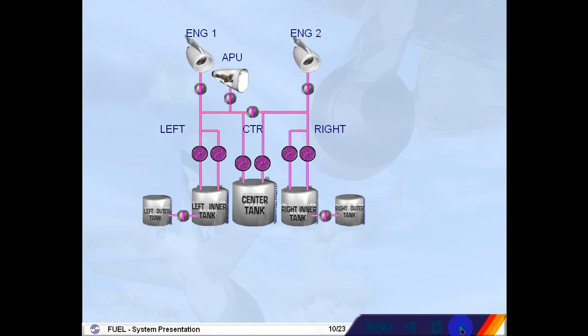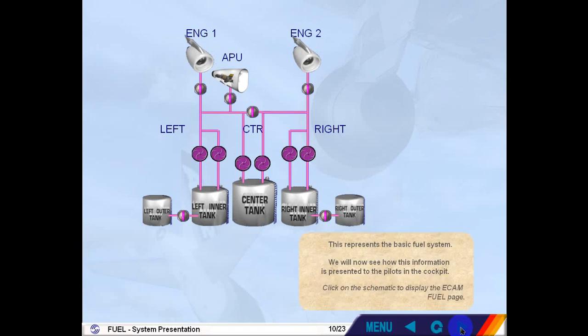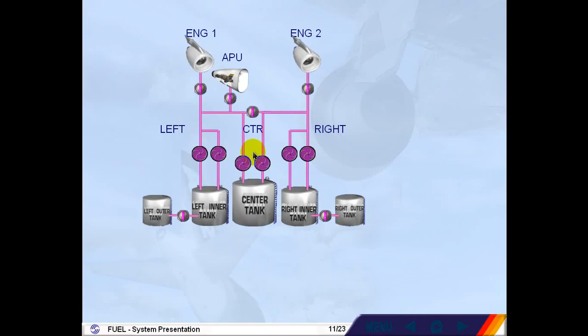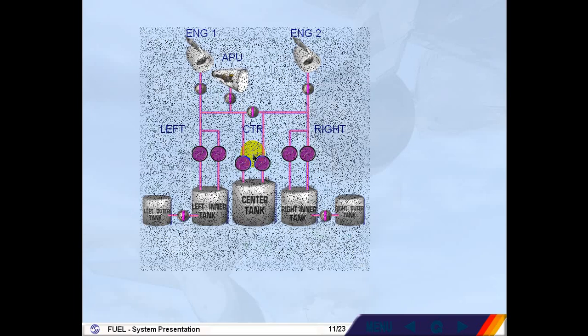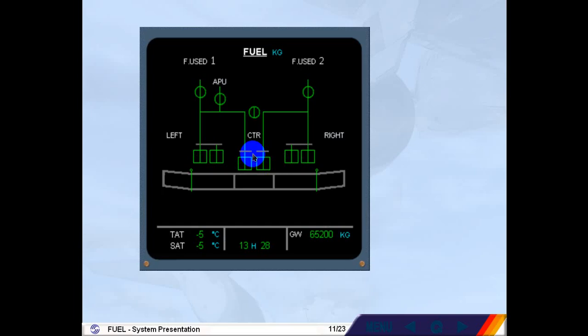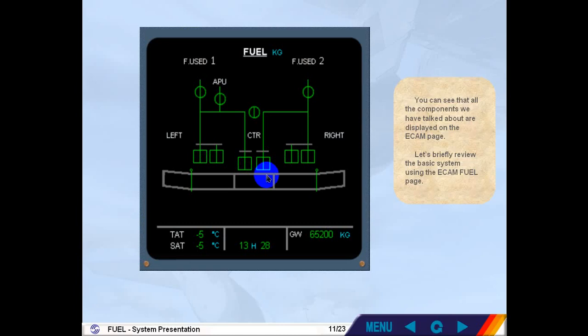We will now see how this information is presented to the pilots in the cockpit. Click on the schematic to display the ECAM fuel page. You can see that all the components we have talked about are displayed on the ECAM page. Let's briefly review the basic system using the ECAM fuel page.